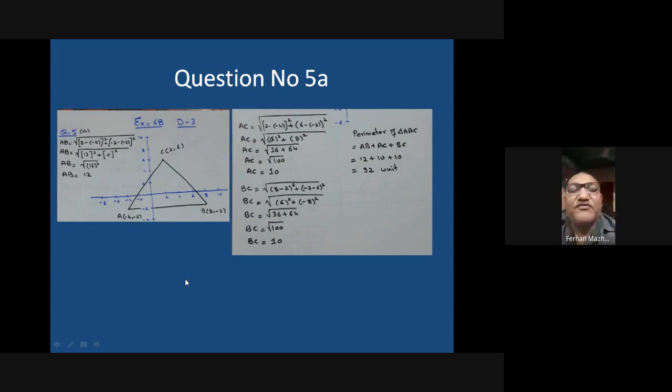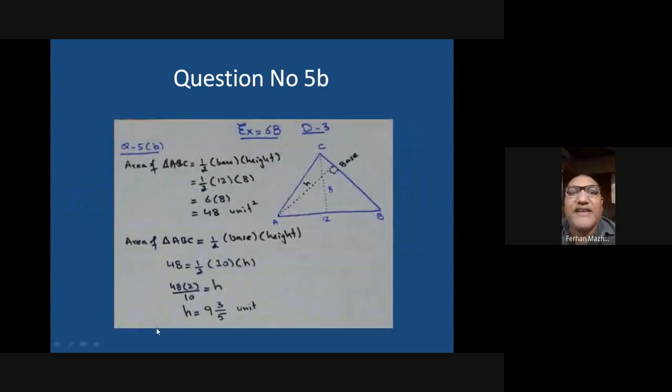So you know the formula for the area of the triangle is 1 by 2 into base into height. That's the formula for the area of the triangle. So 1 by 2 into 12 into 8, that will be 48 units square. So the area of the triangle ABC is 48.